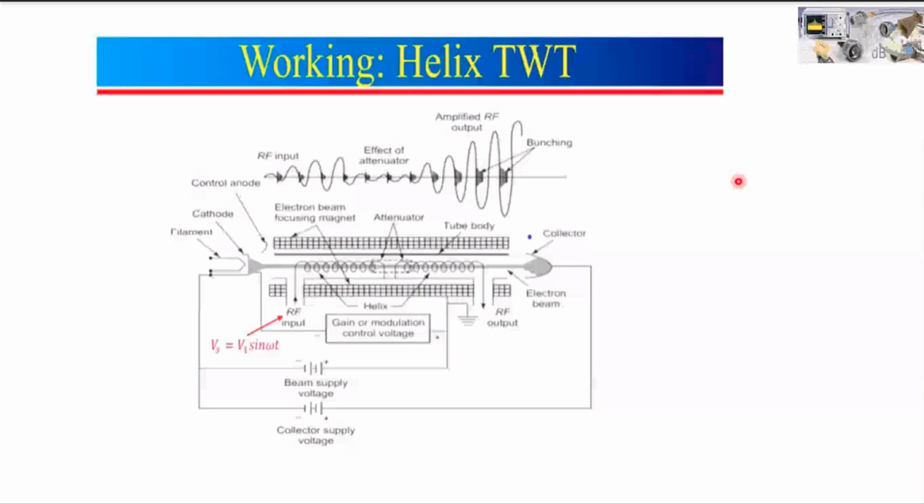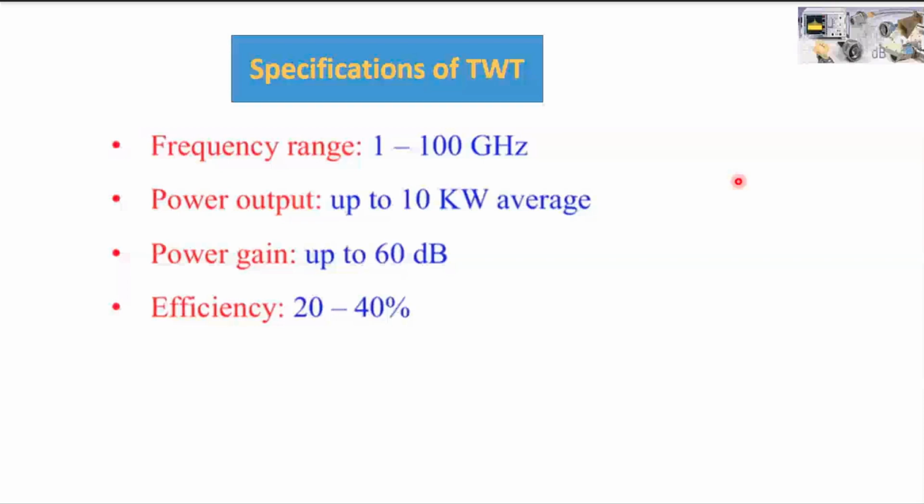So what is generally the specification of a traveling wave tube? It can be operated in the frequency range 1 to 100 gigahertz, and it can generate output powers up to 10 kilowatt average, and the gain the helix traveling wave tubes can generate is 10 to 60 dB. Here I have missed. So maximum gain up to 60 dB can be generated, and efficiency of this is around 20 to 40%.